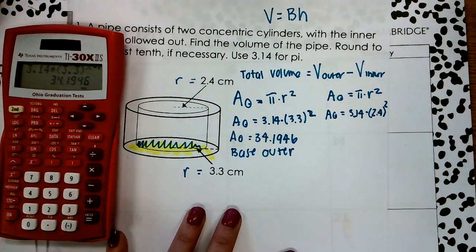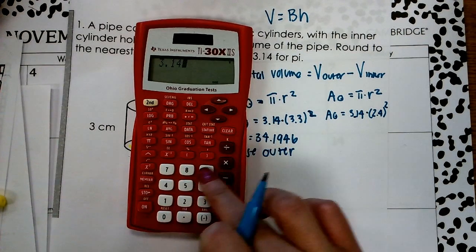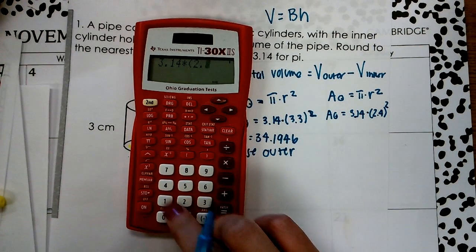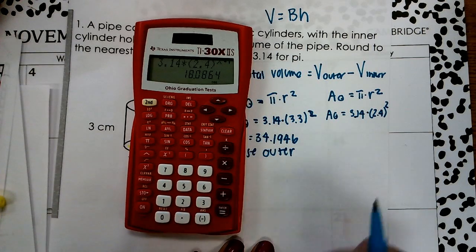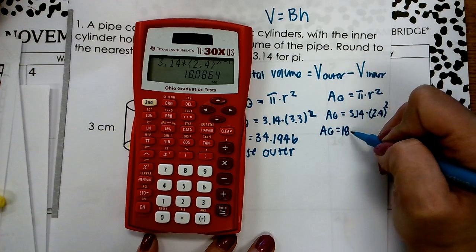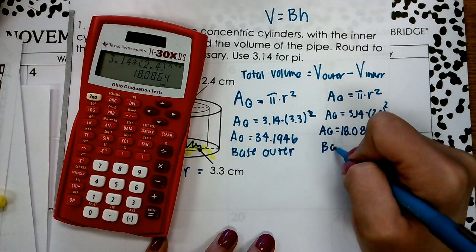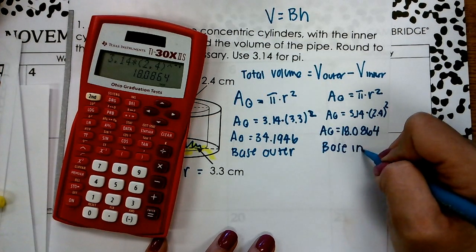squared. So we're going to take that and put that in our calculator. So 3.14 times 2.4 squared. We do that, we get that the area of this circle is equal to 18.0864. So this is the area of the base for the inner cylinder.